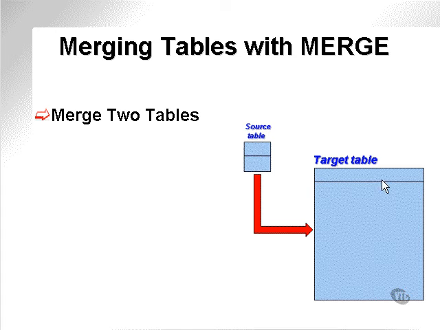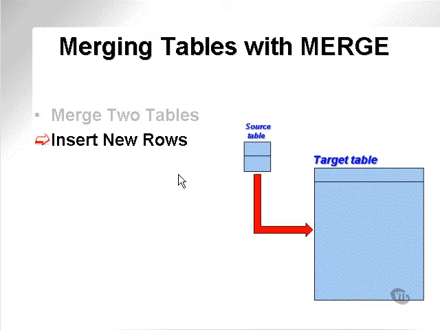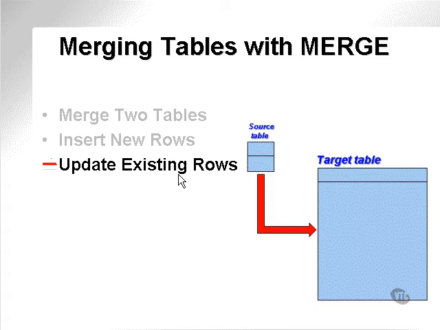the rows could update rows in the target table, and some of the rows could actually be inserted as new rows into the target table. So, merge is used to insert new rows and update existing rows between a source and a target table.